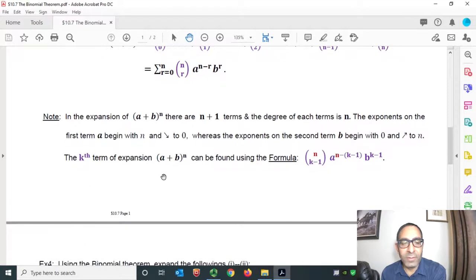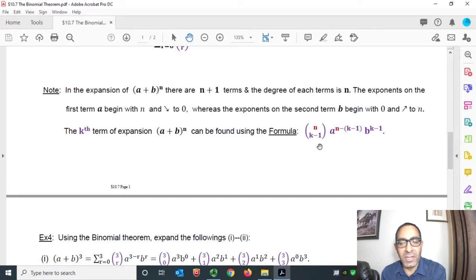The kth term of the expansion of the binomial (a plus b) raised to the power n can be found using the formula n choose k minus 1 times a to the power n minus (k minus 1) times b to the power k minus 1. Awesome.